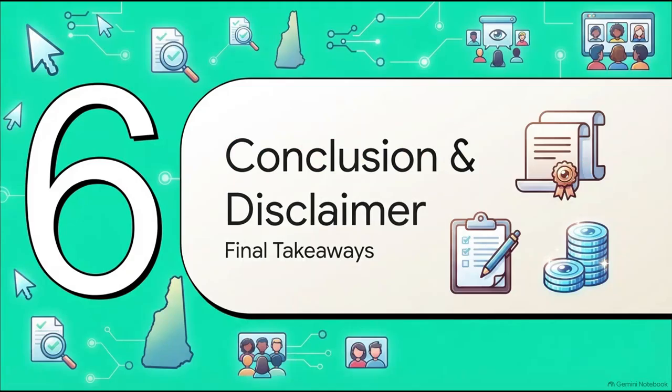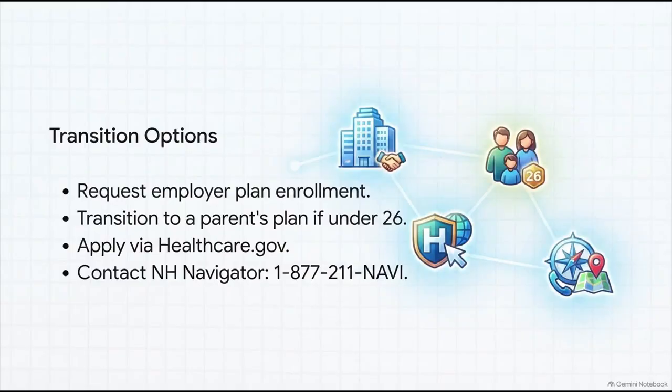Let's wrap things up with Section 6, Conclusion and Disclaimer. Now, if your white notice officially states you make too much money and no longer financially qualify for Medicaid, don't panic. That termination actually triggers what's called a special enrollment period. This means you can instantly request enrollment in your employer's plan, jump onto a parent's plan if you're under 26, or apply for subsidized coverage over on healthcare.gov.